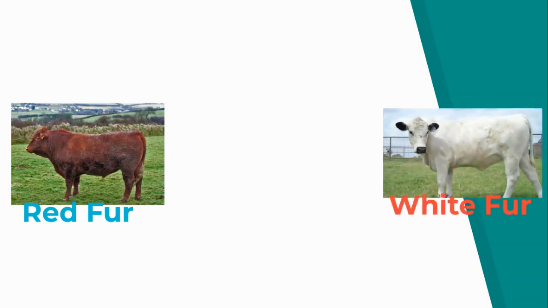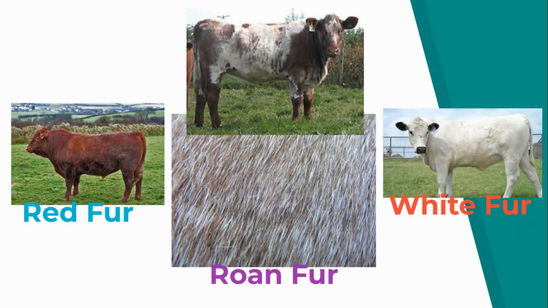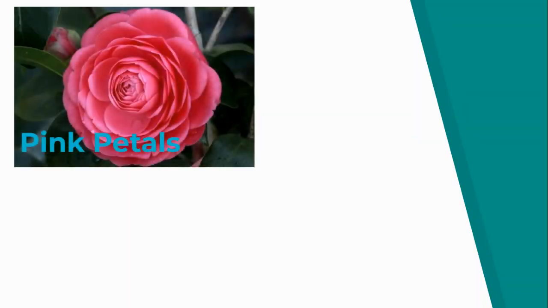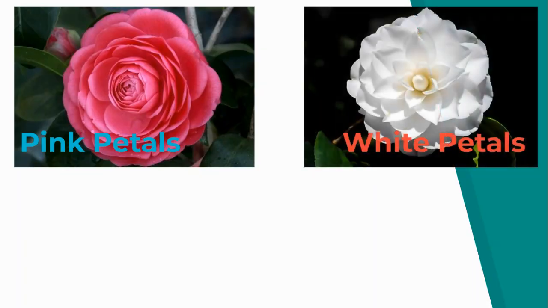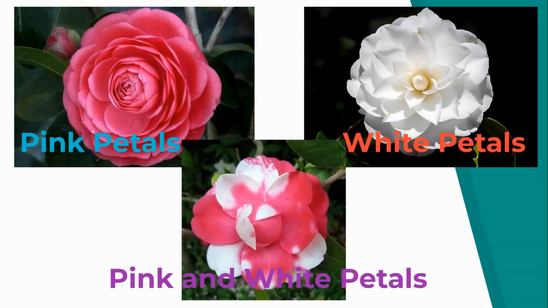So some examples of this in real life. In cattle, you can have cattle that have red fur, you can have cattle with white fur, and you can have a heterozygous phenotype that's called roan, which means that there's red and white fur together. In some flowers, we can have pink petals, you can have white petals, and the heterozygous phenotype is going to have pink and white petals.